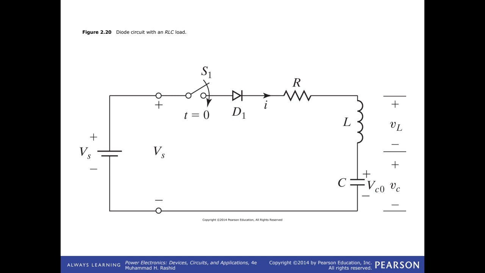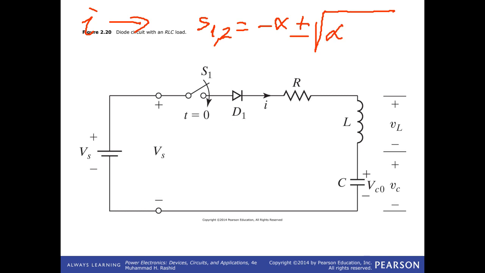circumstances, S12 in the current equation is equal to minus alpha plus and minus the square root of alpha square minus 1 over LC. I'm sorry, omega O.